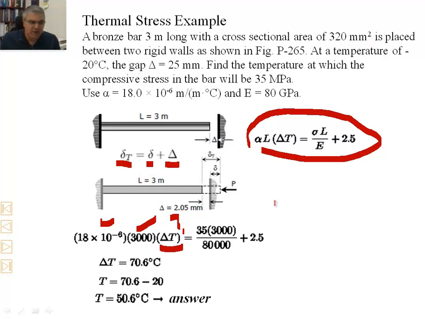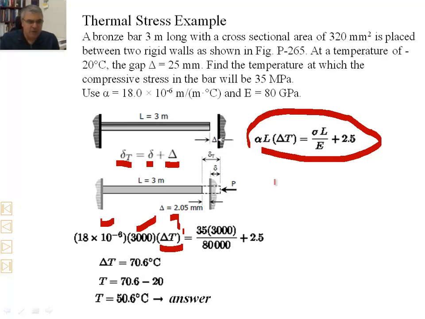Okay, that's the question mark. And on the right hand side of this equation, we have the little delta multiplied by 3,000 and so on. This is the way we set up this equation. So the area is also given, and as we mentioned, this bronze bar is placed between two rigid walls. So these walls are presumably not allowed to move, and they cannot really move.